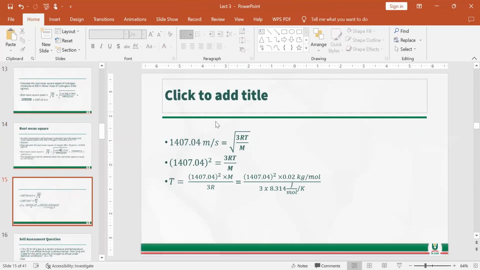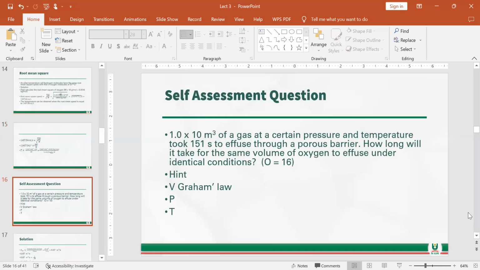So that root mean square speed is equal to the square root of 3RT all over the molar mass of hydrogen gas. How do you get this? When you remove the square root sign, you square what is on the left-hand side. Then make T the subject of the formula, and you'll be able to know the temperature at which hydrogen will have the same root mean square speed as the oxygen at 127. That is how you get that.